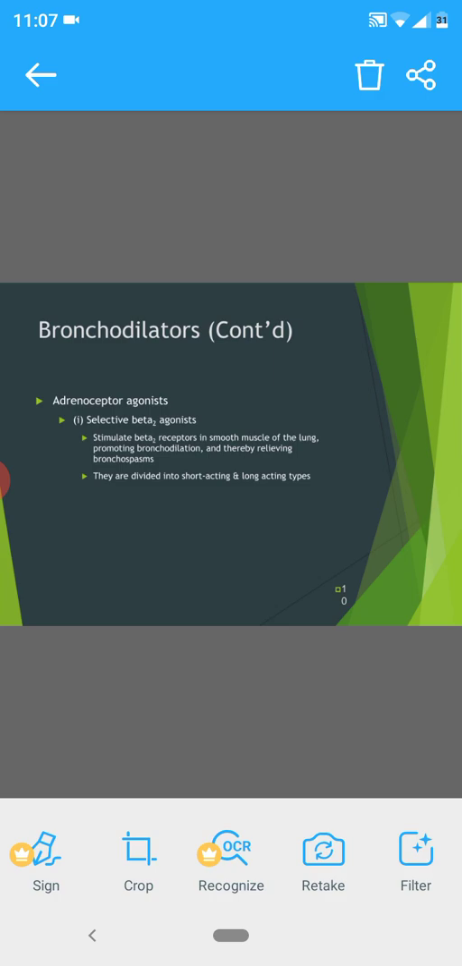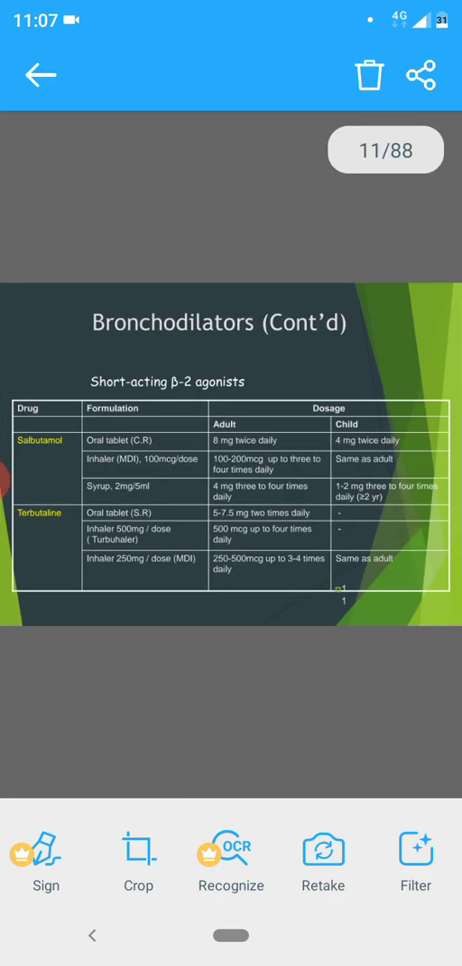So beta adrenoreceptor agonists, they act on the beta 2 receptor and they help its function. That means it acts on the smooth muscles and helps in dilatation. Stimulate beta 2 receptor agonist smooth muscles of the lung and promotes dilatation, thus relieving the bronchospasm. There are further two types, short acting and the long acting. Examples of short acting beta 2 agonist are salbutamol and terbutaline.